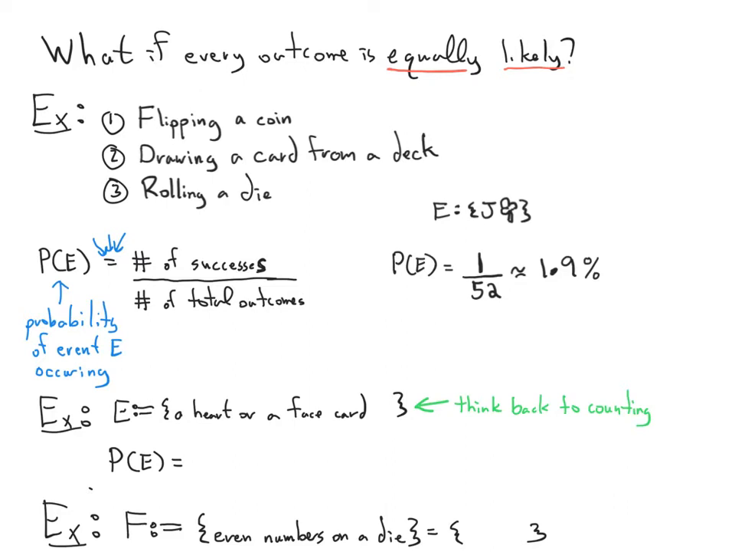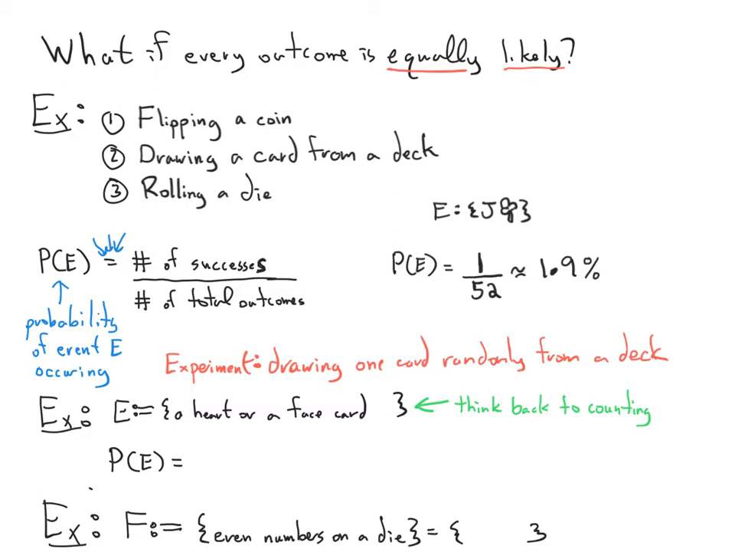Okay, let's look at one that's slightly more complicated, and it's related to an example that we did before. So it is the event E being drawing a heart or a face card in one draw. Our experiment, let me just write this so we're sure. Experiment is drawing one card randomly from a deck. So that's our experiment.